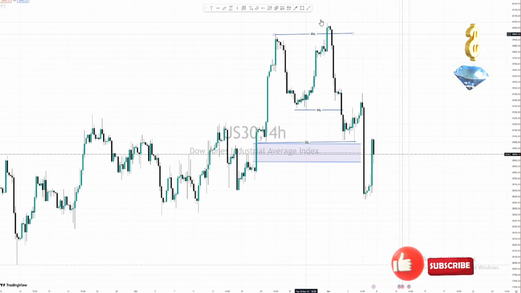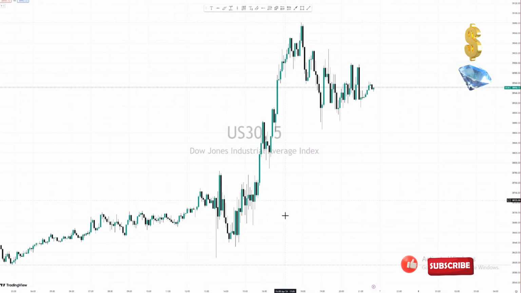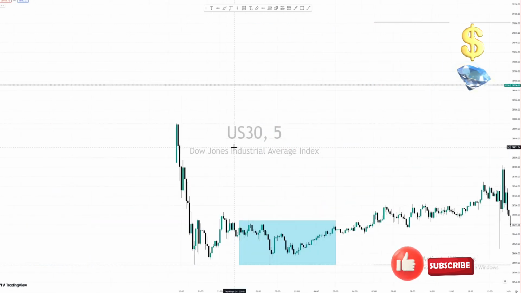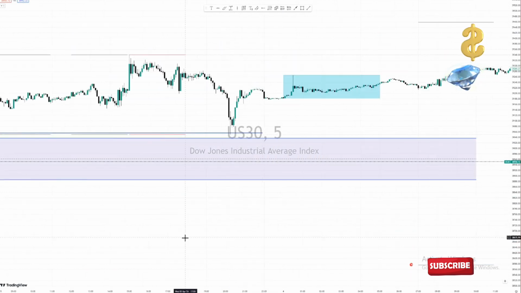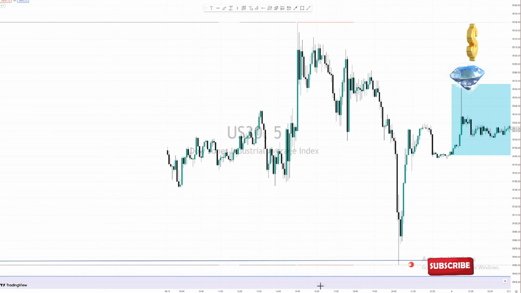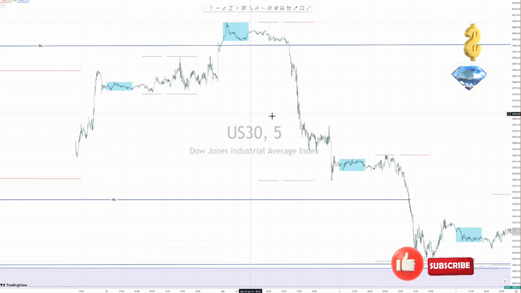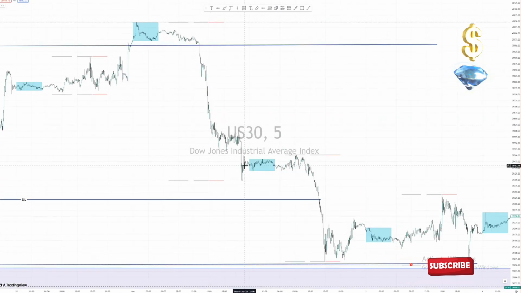So this is it right here. So let me see if it gave us that entry confirmation. Let's go to 5 minutes and see if it gives us that entry confirmation. Okay, let's go. Let me squeeze this in a bit so that we'll get that very fast. Okay, so let's see.